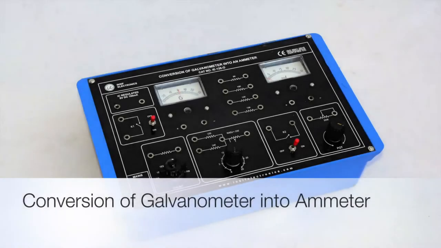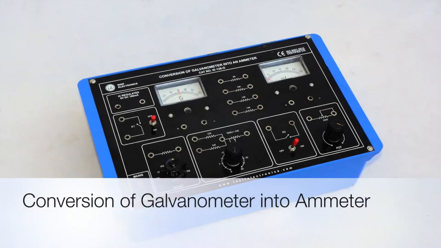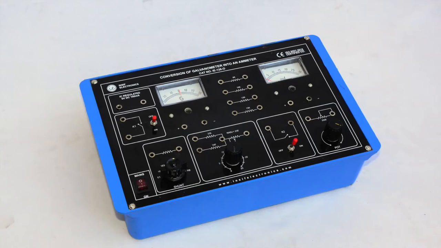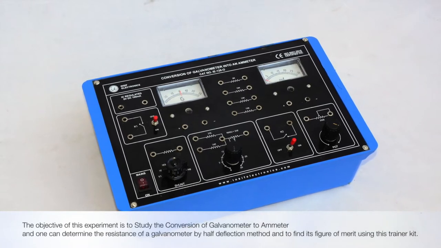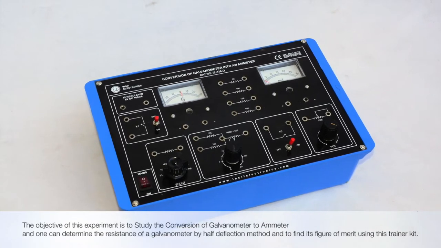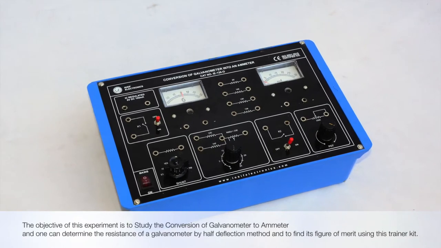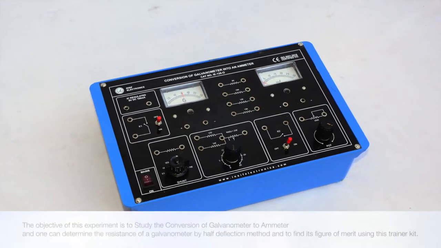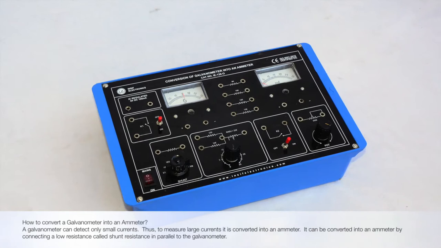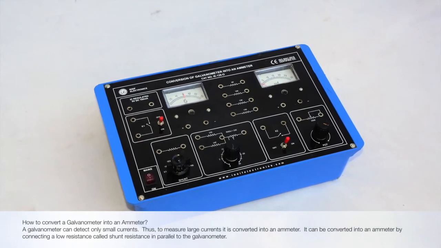The objective of this experiment is to study the conversion of a galvanometer into an ammeter. One can determine the resistance of a galvanometer by the half deflection method and find its figure of merit using this trainer kit. How to convert a galvanometer into an ammeter.